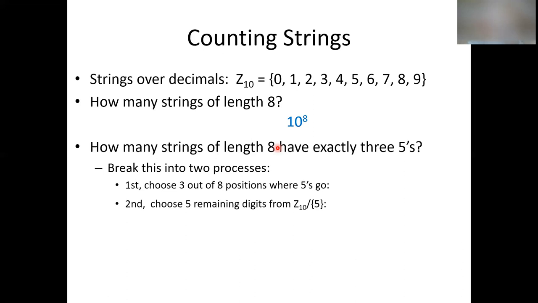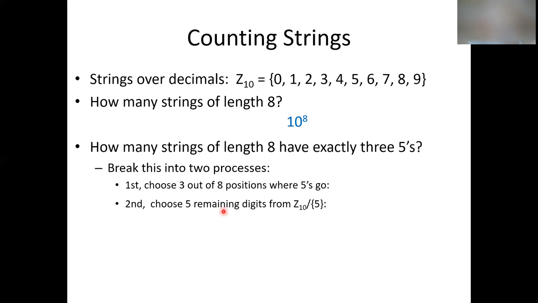And how do I fill them up? Well, with any digit except 5, right? Because if I chose any of the remaining digits as 5, then I would violate this constraint. Because I already chose 3 places where the 5s go, so I cannot put a 5 in any other place. But that's great. You see, this process, the first process in the fork of decisions, choose the 3 positions which I will occupy with this fixed digit 5, is independent from the next one, which fills out the remaining ones.